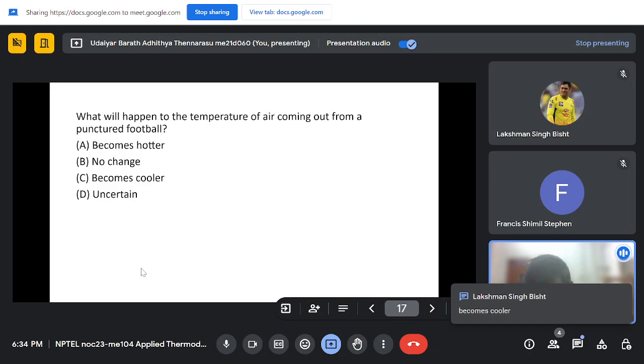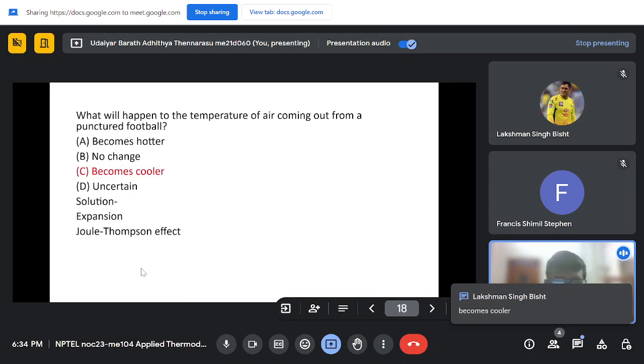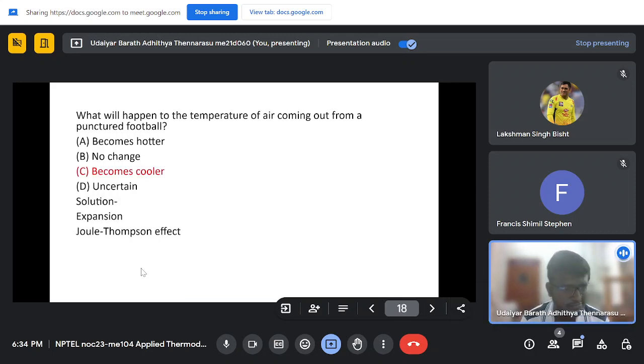Yes, the answer is it will become cooler. Why does it cool? Because we can assume that it is an expansion process, or we also call it the Joule-Thomson effect. The Joule-Thomson effect is when high pressure fluid passes through a small restriction hole. Normally, except hydrogen, helium, and neon, other fluids will cool on expanding. When there is a reduction in pressure, this expansion process will cause a reduction in temperature. So this will become cooler.